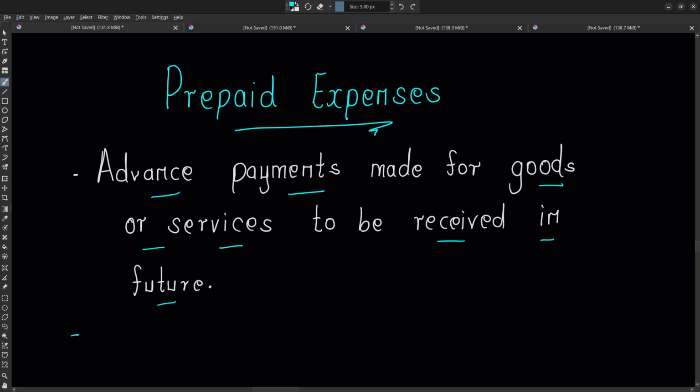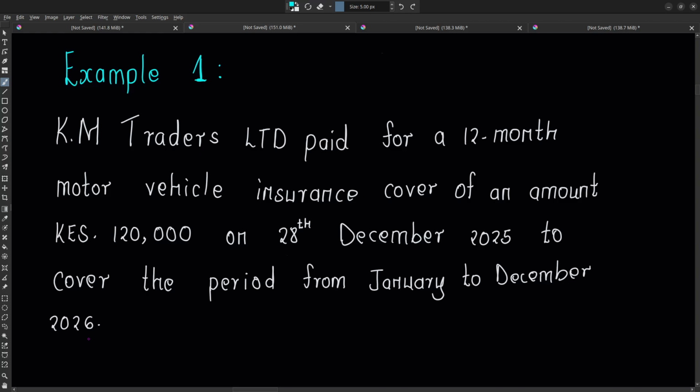And a prepaid expense, we classify it as a current asset. Why do we do that? Because it has an economic value. It has an economic value that you're going to get a benefit from in future, okay? So this is usually classified as a current asset, okay? So let us look at practical examples to get what are these common prepaid expenses that you're going to find and what do we mean by prepaid expense, okay?